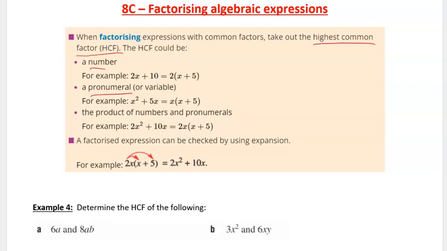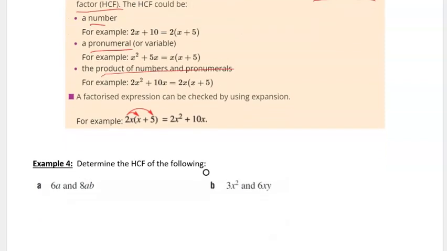Or it could actually be a product of both. So here we've got 2x squared. So that is to say 2 times x plus 10 times x. So we've got x's in both of them, so that's why x is part of it, but also 2. Remember, 2 is a factor of both 2 and 10. So we can factor out and make 2x our highest common factor.